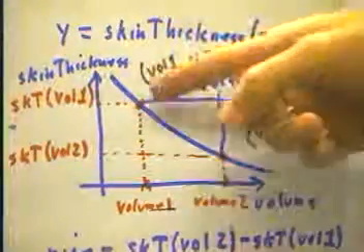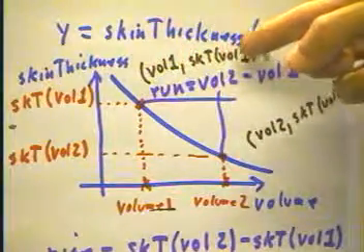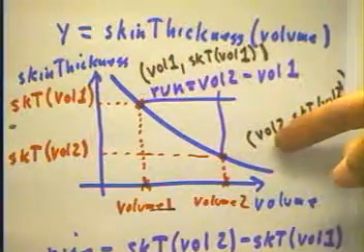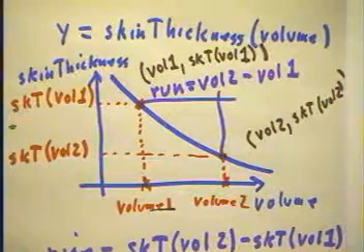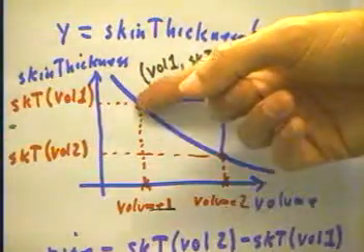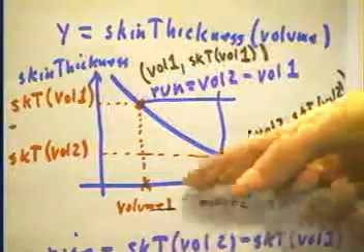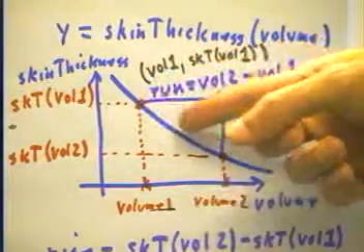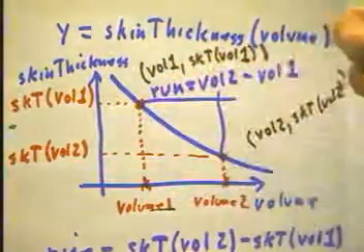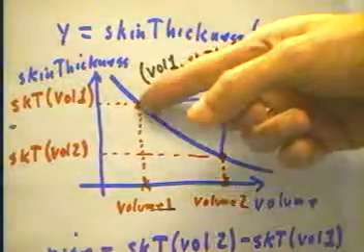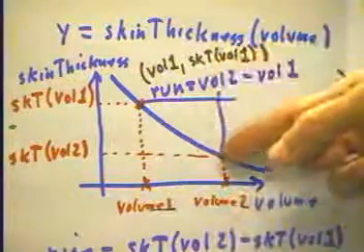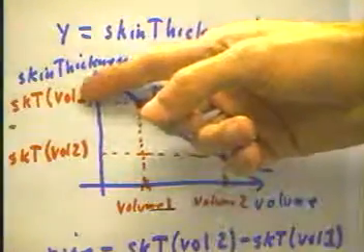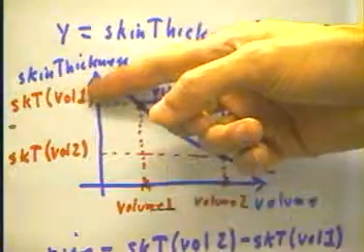We have a point then on the graph, volume 1, skin thickness of volume 1, another point, volume 2, skin thickness of volume 2. To find the average rate at which the skin thickness changes with respect to volume between the two volumes, we find the average slope between these two points. The run between the two points is the difference in volumes, volume 2 minus volume 1. The rise is skin thickness of volume 2 minus skin thickness of volume 1.